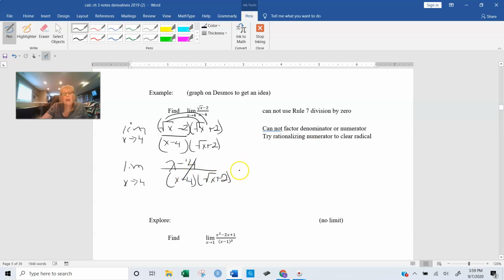So this goes away. So now I'm looking for the limit of 1 over the square root of x plus 2. I'm going to plug in my 4. I get 1 over the square root of 4 plus 2, which is, we know, 1/4. So the limit of this function is 1/4. Okay, pause and try yours.